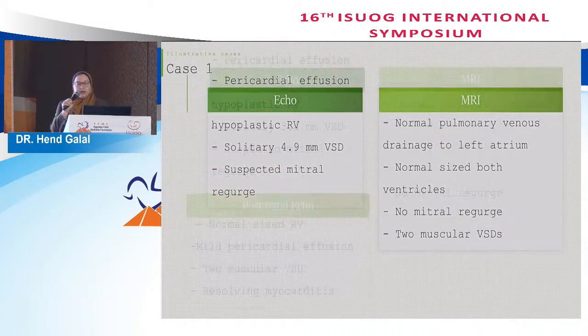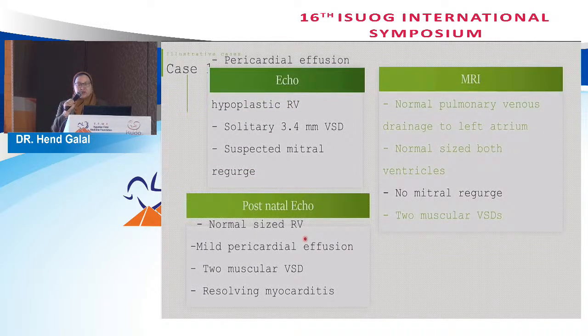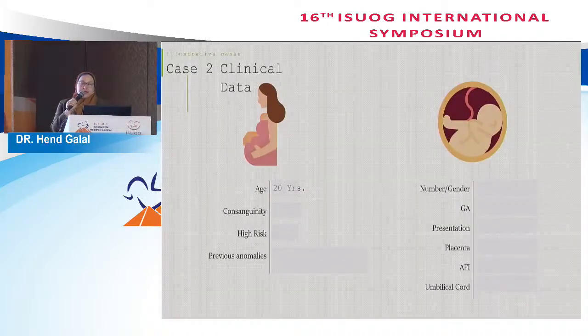We are getting the postnatal echo, which is the gold standard, revealing the diagnosis of normal sized right ventricle, mild pericardial effusion, 2 muscular VSD, as the MRI said, and it was a case of resolving myocarditis. Second case, it was 20 years old with no history of consanguinity or high-risk disease.